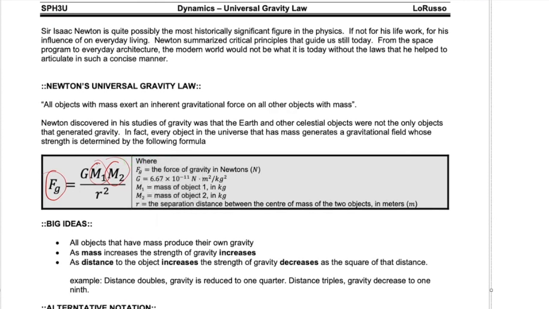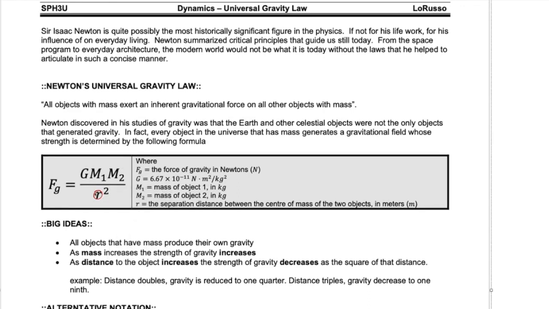But what's very interesting is the behavior of what the distance does. Notice that instead of using the letter D, I'm using the letter R. There's actually a good reason for that. R represents the distance between the centers of mass of each of the objects. And you see that it is squared. That is very important, because if we double the distance separating the two objects and you square that amount, that decreases the strength of gravity by a factor of 4. So if you double the distance, gravity is cut by 4. If you triple that distance, gravity is cut by a factor of 3 squared, or 9.